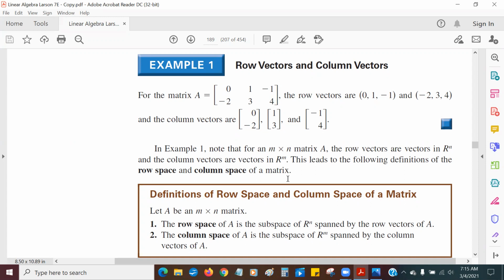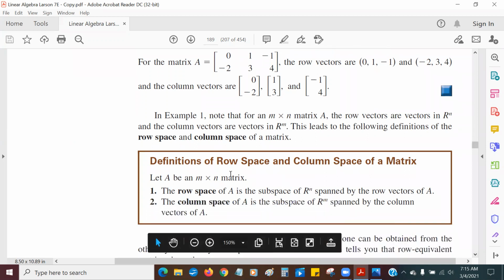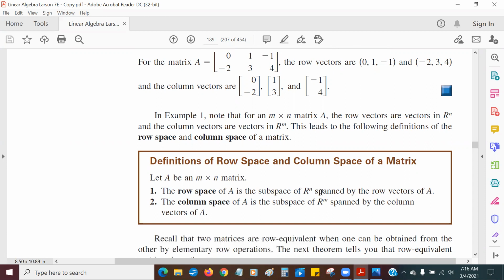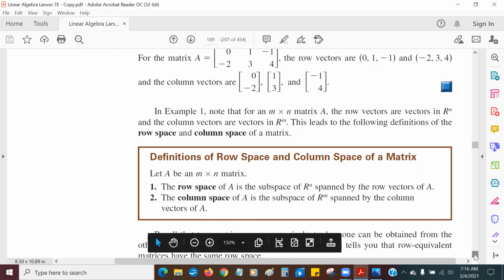Anyway, let's get some official definitions here. So the row space and the column space of a matrix. You have A is an m by n matrix. The row space is a subspace of Rn spanned by the row vectors of A. And the column space of A is a subspace of Rm, m like Mike, spanned by the column vectors of A. And that is what a row space is. That's what a column space is.